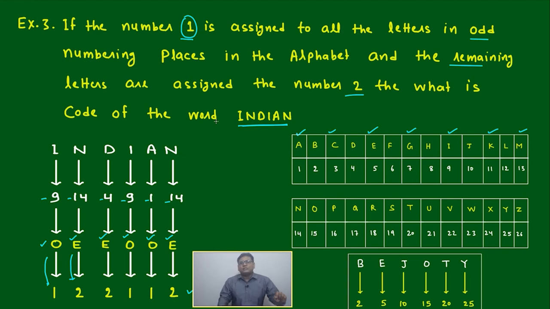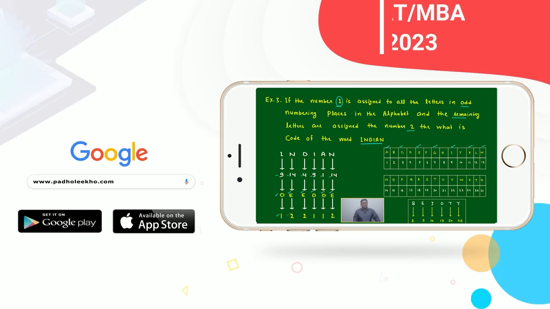But in this code or this language, based on this code, it will become 1. This I, because it is odd, will become 1. This will become even, this is 2, this is also even 2, this is odd, odd, this is even. Means Indian can represent 1, 2, 2, 1, 1.